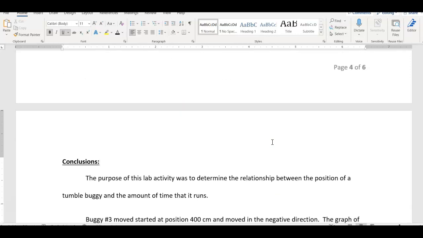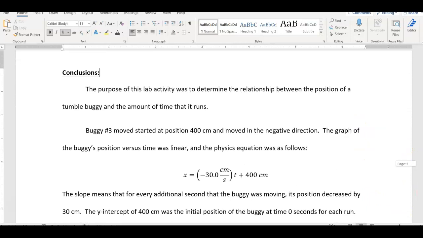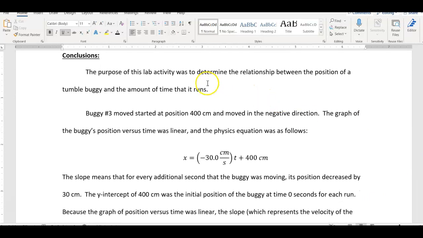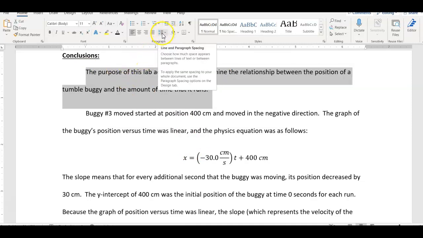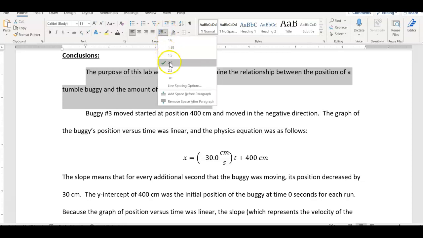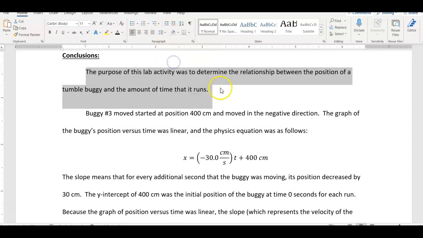Okay, and then we get to the conclusions, and the first thing we want to do is to restate the purpose of the lab. You can copy that from up above on the first page, but make it into a nice sentence. Notice that my conclusions are double spaced. If you don't know how to do that, highlight the text and come up here to this type of icon and choose 2. We want to double space conclusions always.